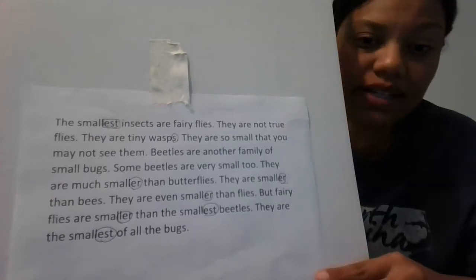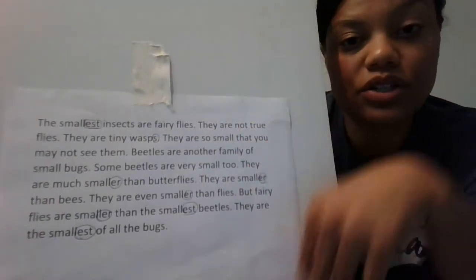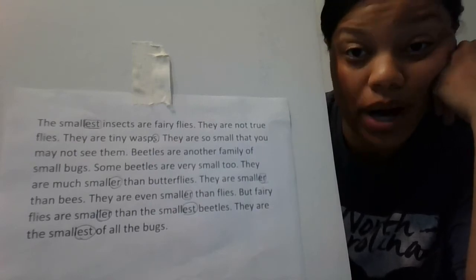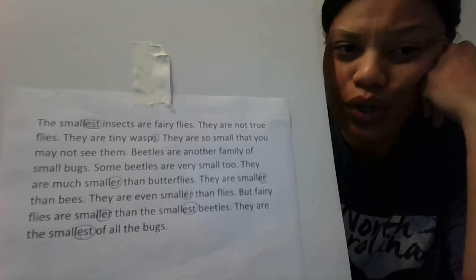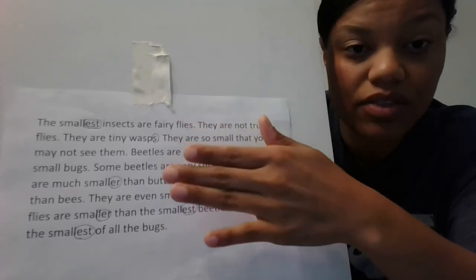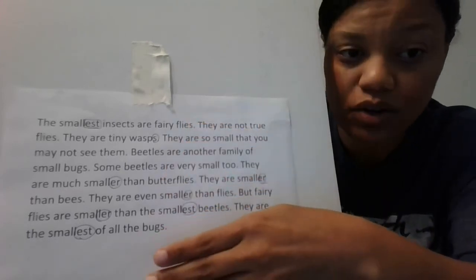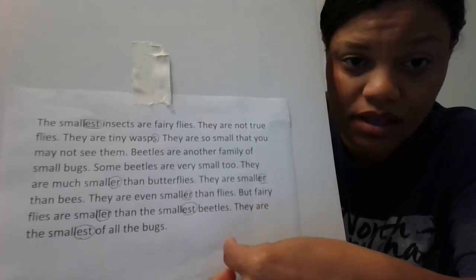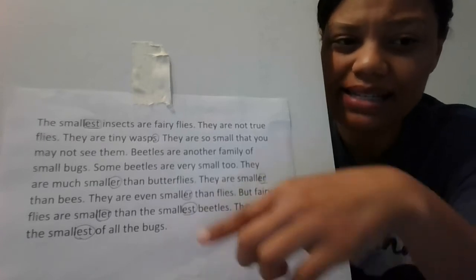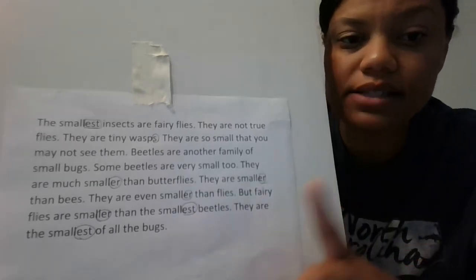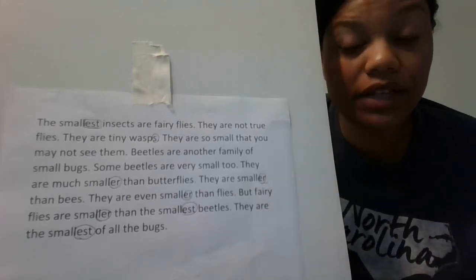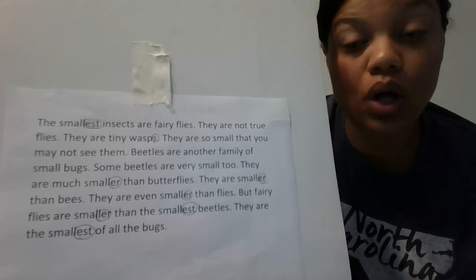So I see several suffixes in this passage, but now what I want to do a little bit is talk about the main idea. I know I'm talking a lot about small bugs, okay? I'm going to kind of look through the passage though, and I see several bugs are talked about. They talk about the fairy fly, they talk about tiny wasps, beetles, bees, they even talk about flies. And at the end of the passage, they remind me again though, fairy flies are smaller than the smallest beetles. They are the smallest of all bugs. So I definitely know this passage is mostly about small insects.